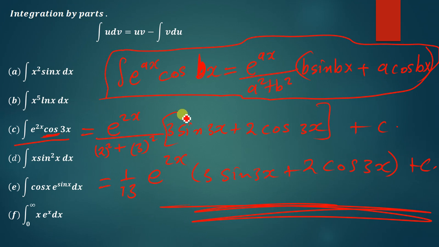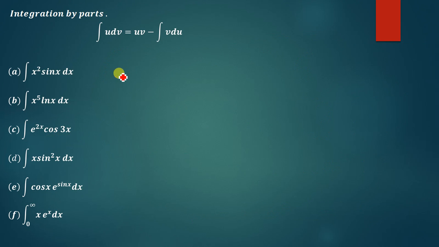In case you have sine there instead of cos, this is the formula. For sine, if you have the integral of e to the power ax sine bx, the solution will be a sine bx minus b cos bx, then everything divided by a squared plus b squared, and of course this is supposed to be multiplied by e to the power ax.